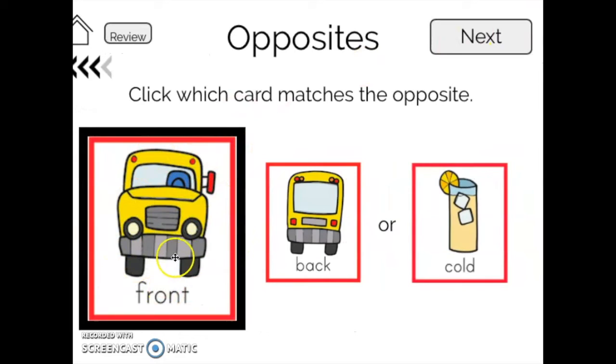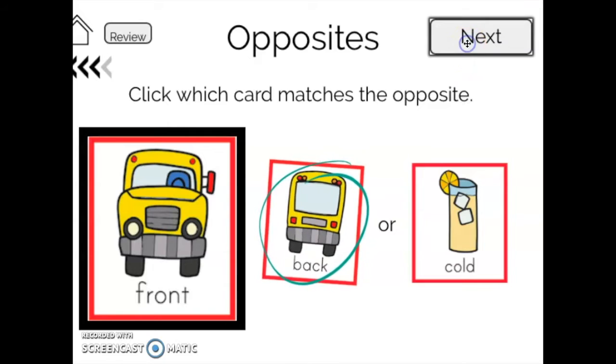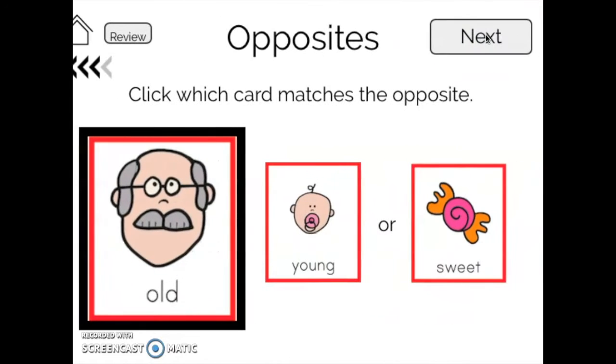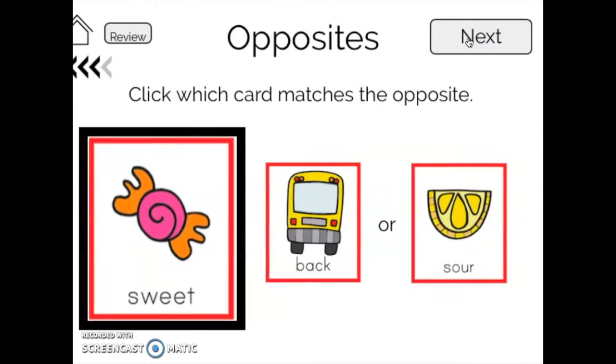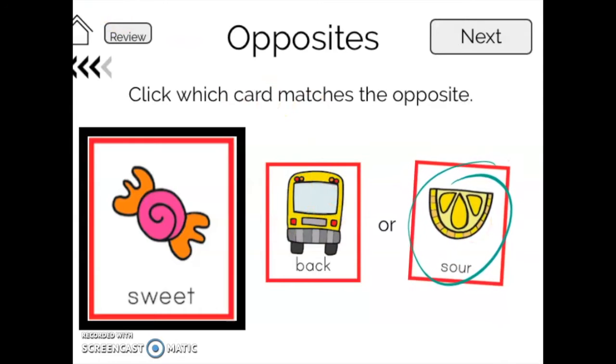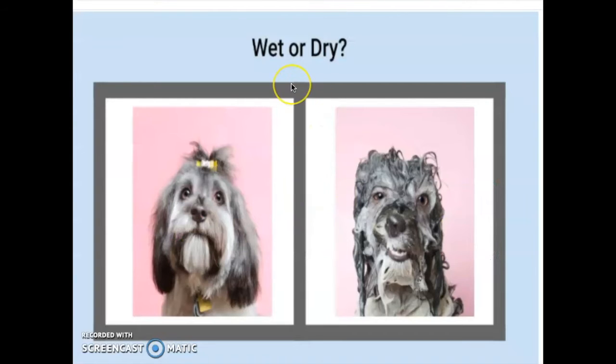This is the front of a bus. Would the opposite be the back or cold? That's right, back. Old. Is the opposite young or sweet? That's right, young. Great job. This is a sweet piece of candy. Is the opposite the back of something or sour? That's right, sour.